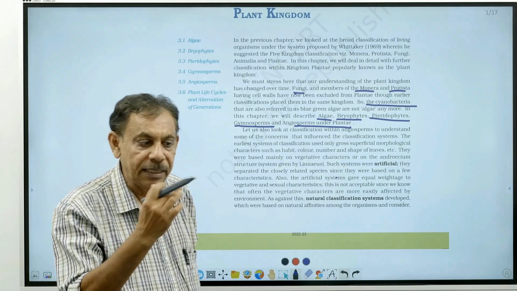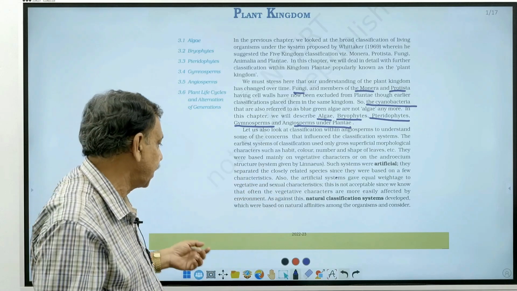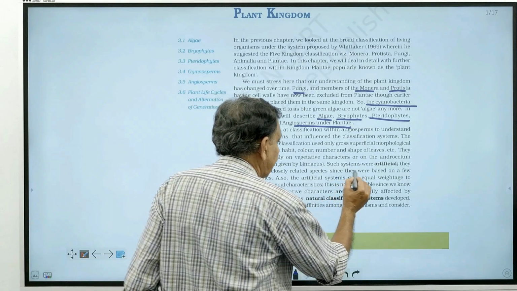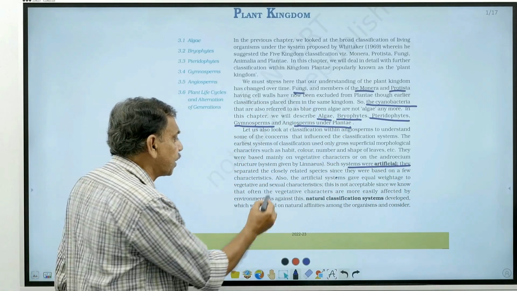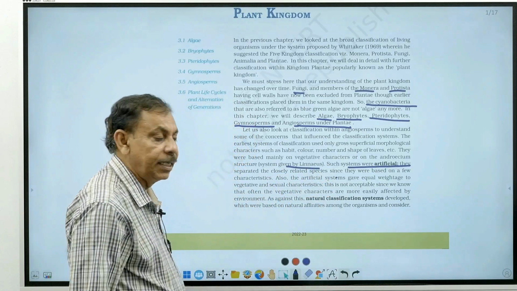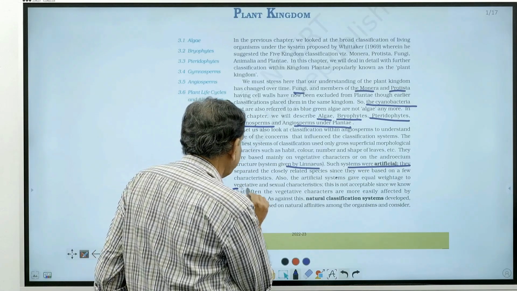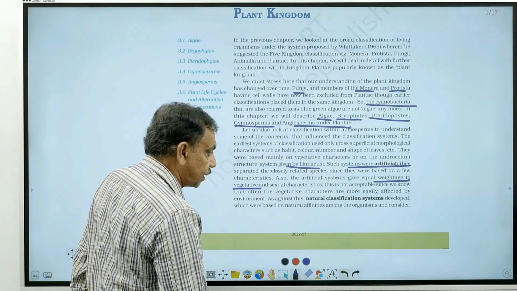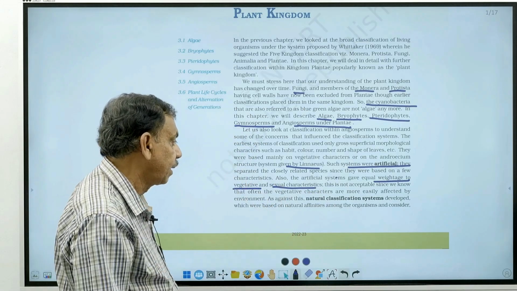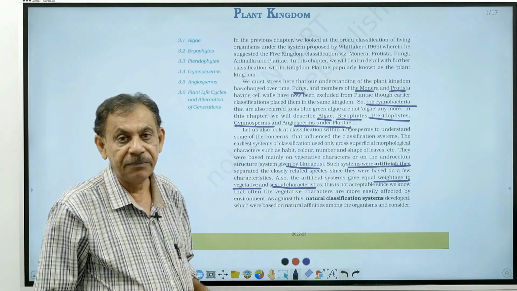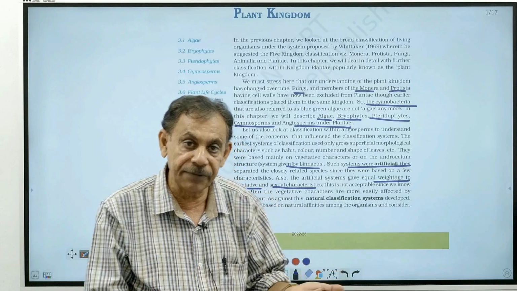Now we will go to the earlier systems of classification. There are 6 different types of earlier systems of classification. The first one is called the artificial system of classification. The artificial system of classification was brought out by Carl Linnaeus. It is purely based on vegetative characters. It has given weightage to vegetative characters and sexual characters, particularly the androecium characters. But this system failed because vegetative characters are subject to change due to the change in environmental conditions.